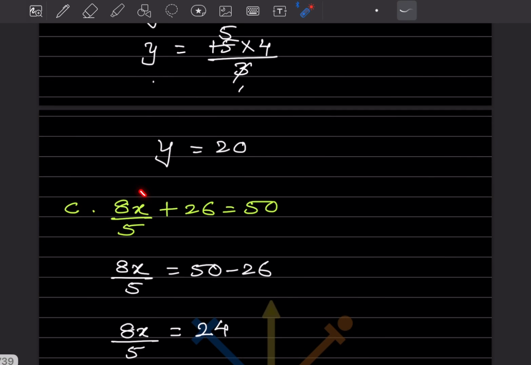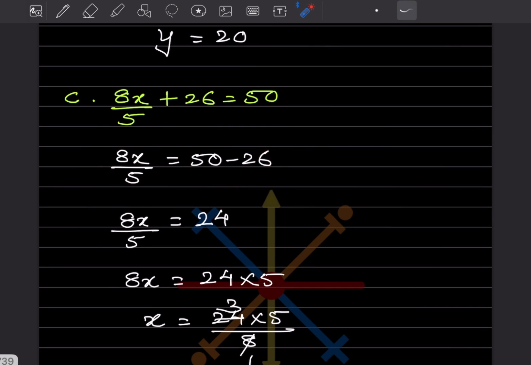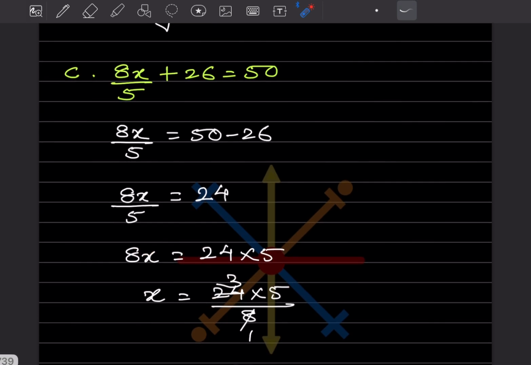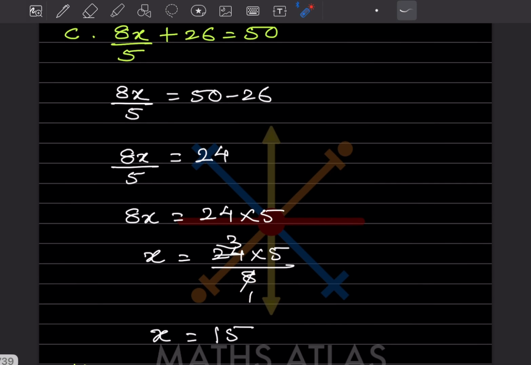Again for this one, we'll keep this as it is. This is already on the right hand side. Plus 26 is going to be minus 26. So this is going to be 24. Again we take 8x divided by 5. The 5 will go to the other side and get multiplied, 24 multiplied by 5. So 8x is this, the same. This is division, it goes to the other side and gets multiplied. Now we'll simplify this one, so x is going to be 15.